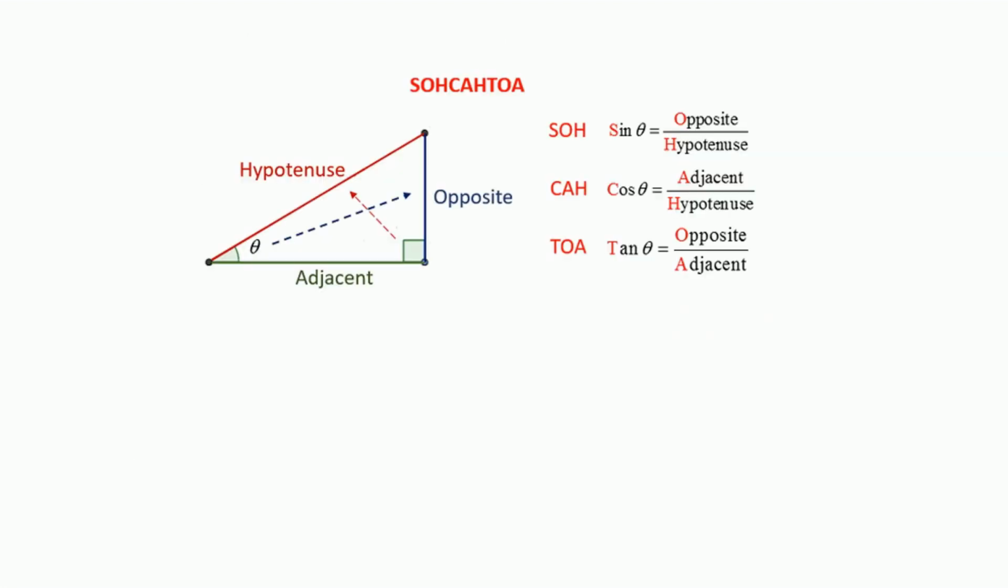Now, SOHCAHTOA, fantastic. That's what I always use to remember. It just keeps me from getting into any trouble. So SOHCAHTOA is an acronym. Sine is opposite over hypotenuse. Cosine is adjacent over hypotenuse, and tangent is opposite over adjacent. So SOHCAHTOA is a good way to always remember how these trig functions are designed.